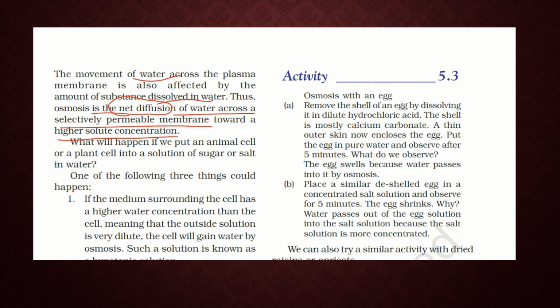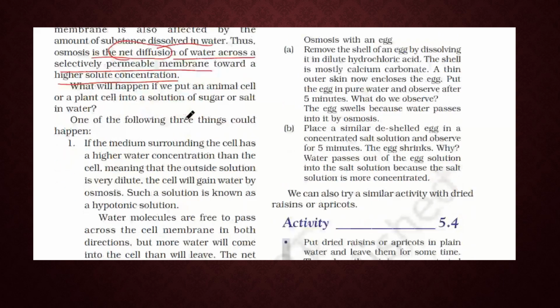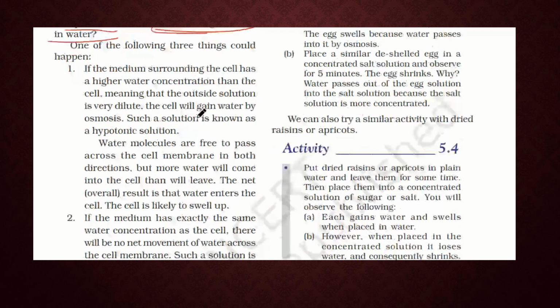So what will happen if we put an animal cell or a plant cell in a solution of sugar or salt water? With this observation we should know what is happening when we put an animal cell in a sugar or salt solution, or a plant cell in a sugar or salt solution. Now, one of the following three things could happen.